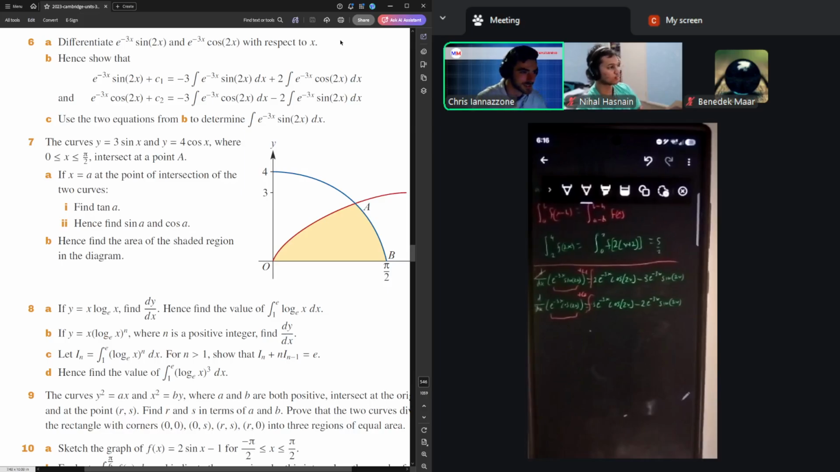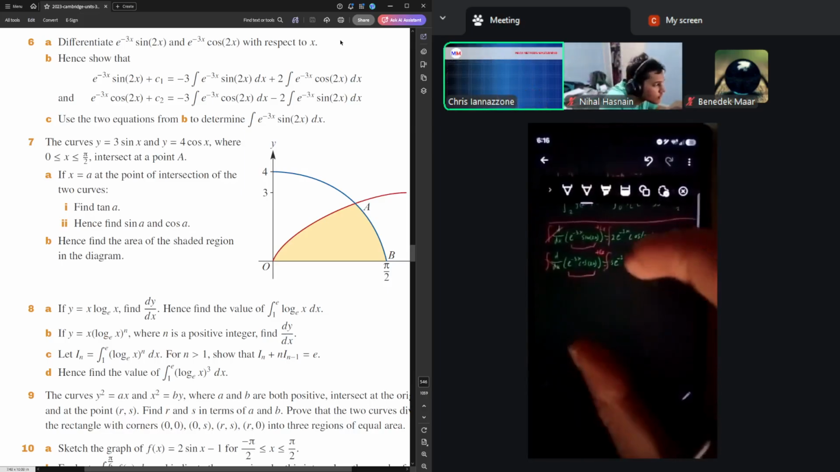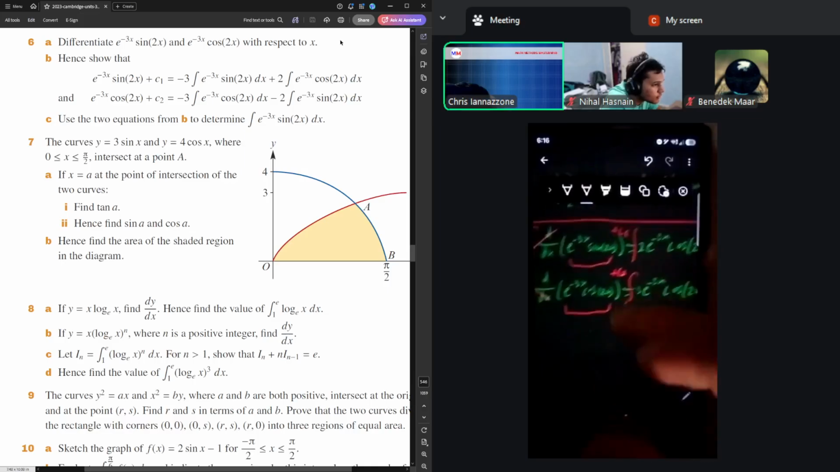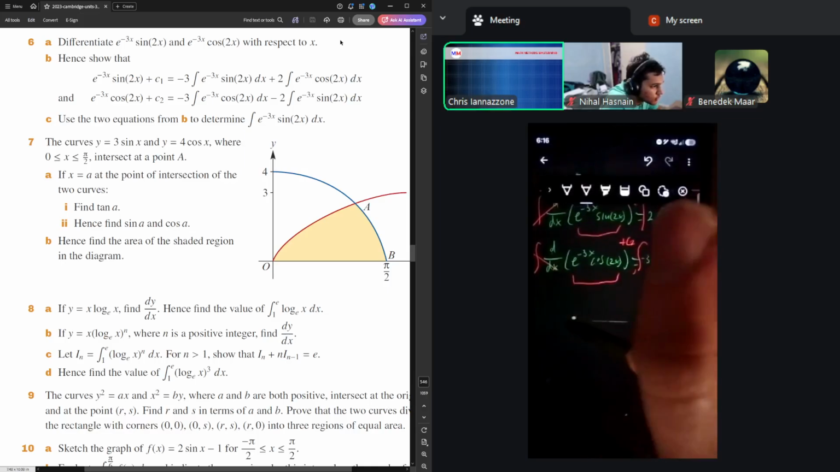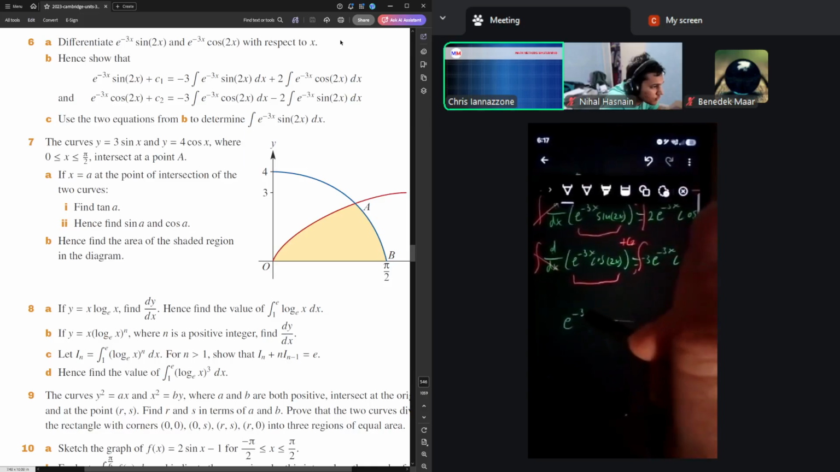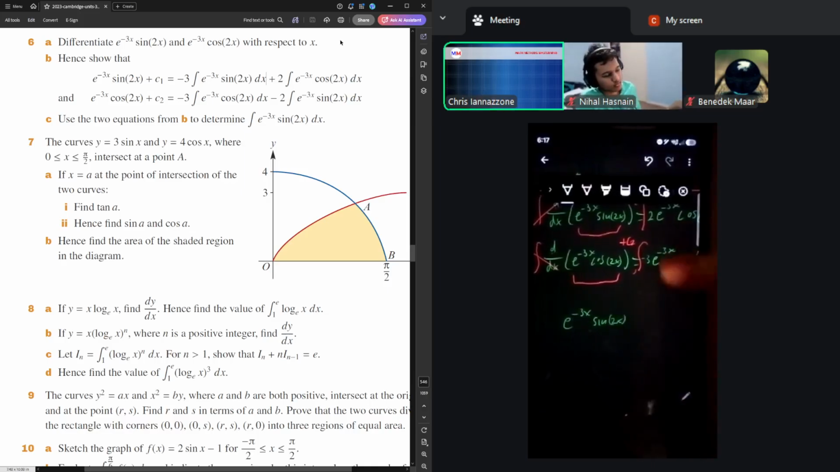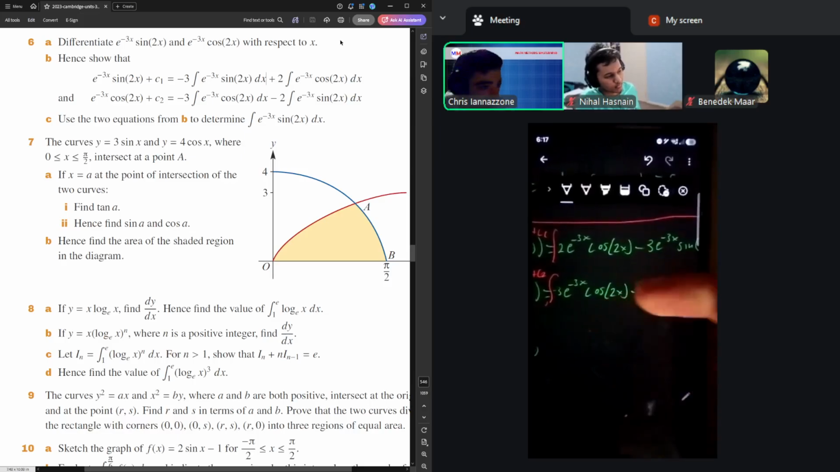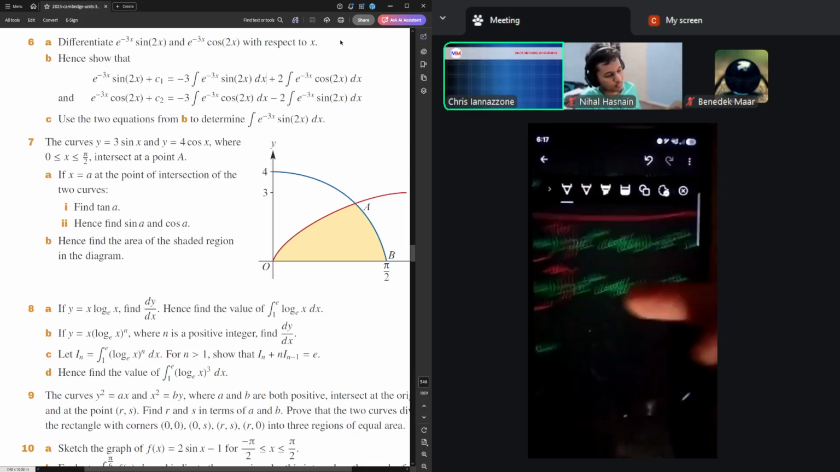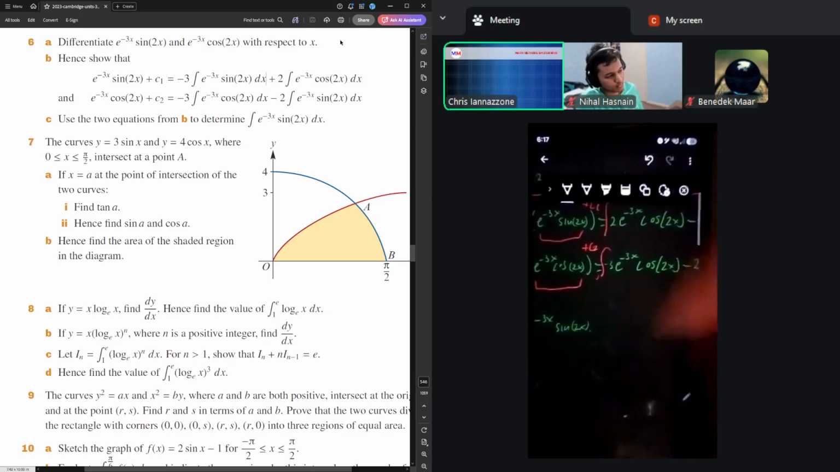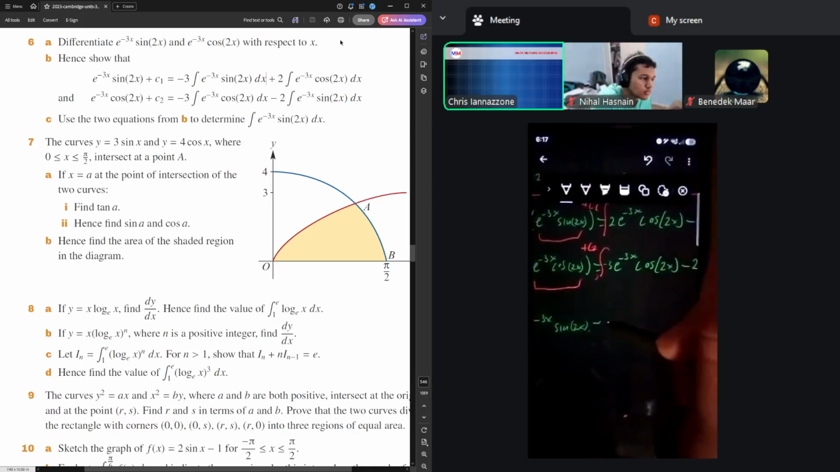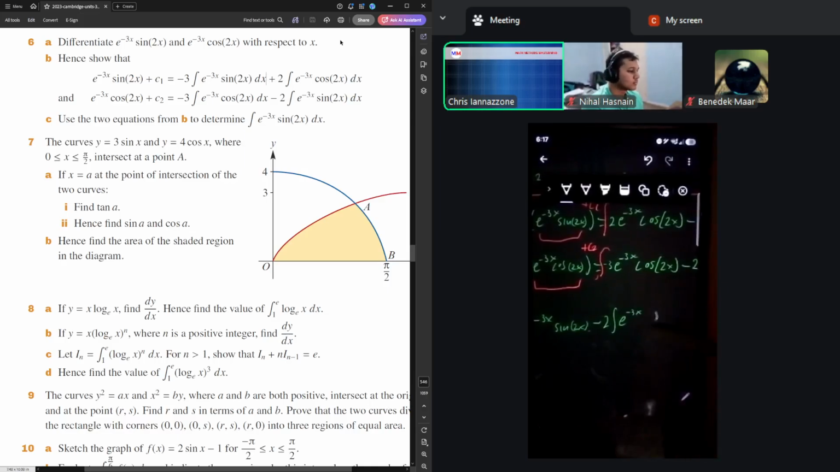Should I? Yeah, okay, let's just do it. So, rearranging the first equation, we're going to have e to the minus 3x sine 2x. Let's see, we wanted to have the sine one on its own, so we'll take this cos one over. Because it was plus, we're now minusing that integral, minus 3x cos 2x.